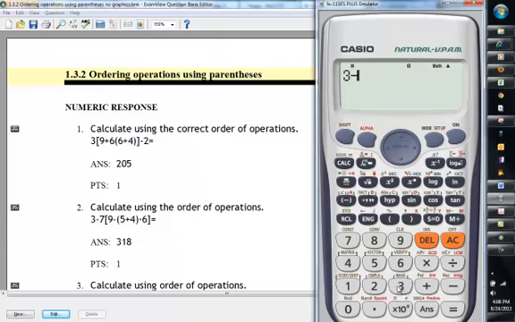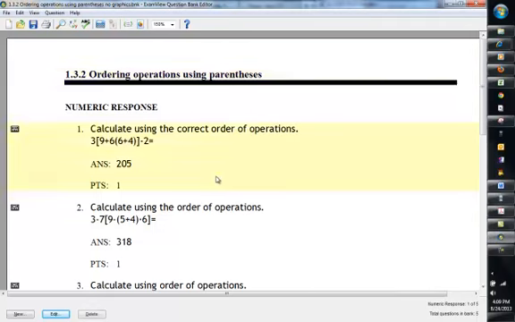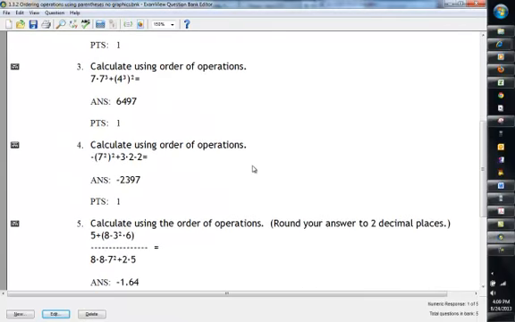3 minus 7 parentheses 9 minus. Now we wouldn't have needed parentheses here because, well, I guess we would have, because we would have subtracted the 5 and then added 4. So we do need parentheses there. And then times 6, close the bracket, and we get 318. Next one.